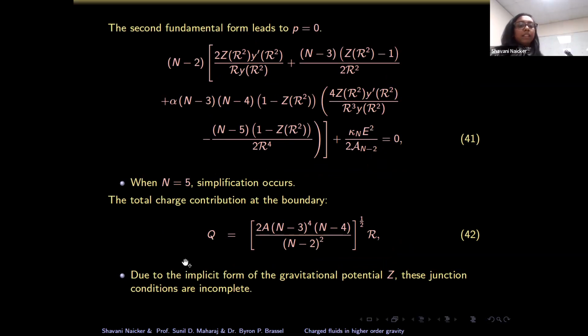Now, the total charge at the boundary can be expressed by equation 42, and when n increases, this term will obviously increase. So due to the implicit form of our gravitational potential Z, our junction conditions or boundary conditions are incomplete because we need to solve the Abel differential equation of the second kind in conjunction with equation 41. So because we have an implicit form, this cannot be done.